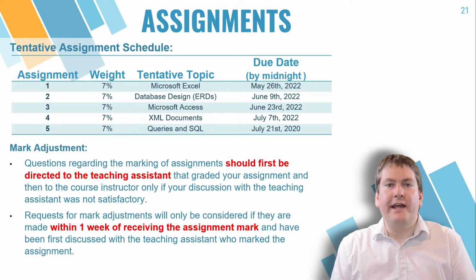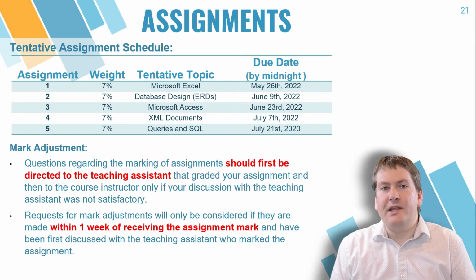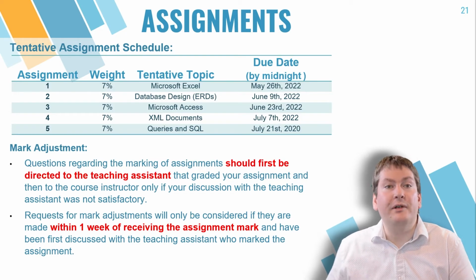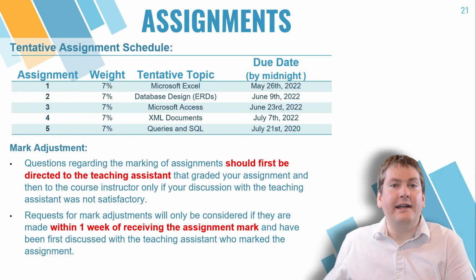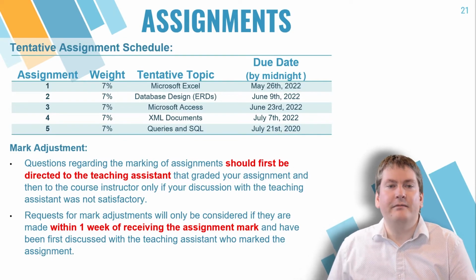And I should note that this marking adjustment can't be for any reason. It has to be for a clear error the TA made in marking your assignment. You can't just say, I want this remarked. You have to say, I think the TA made a mistake here, I talked to them, but they didn't agree. Can you please take a look at it?